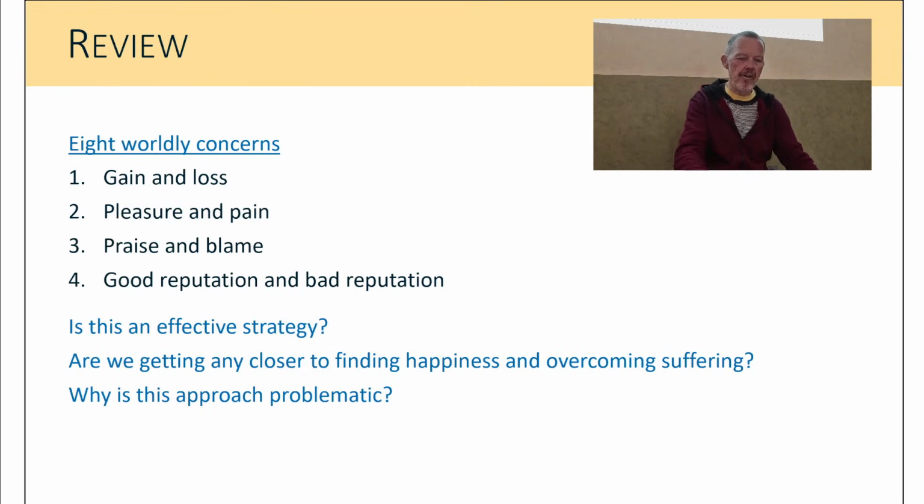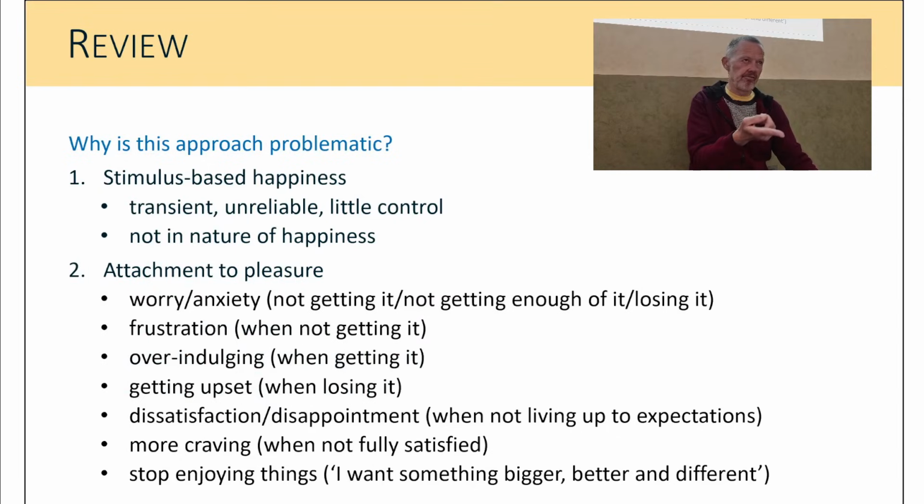And we saw here there are a number of reasons why this approach is very problematic. One is that the happiness we're chasing here is a stimulus-based happiness. It's transient, it's temporary. Stimulus finished, happiness is finished. It's unreliable. We have very little control over the things around us, and these pleasant experiences are not really even in the nature of happiness. All that happens is we end up with attachment to pleasant experiences.